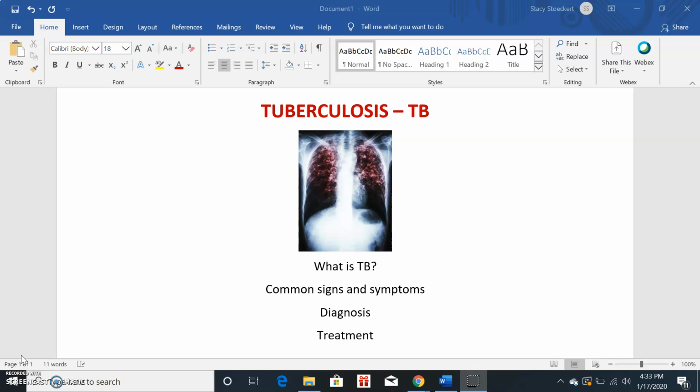Treatment of TB consists of multi-antibiotic therapies. The patient then will be followed usually by an infectious disease doctor, a pulmonologist, and their primary care provider. And this concludes our discussion on TB.